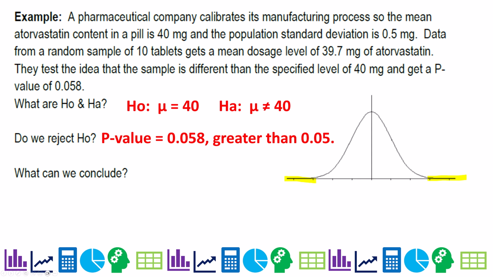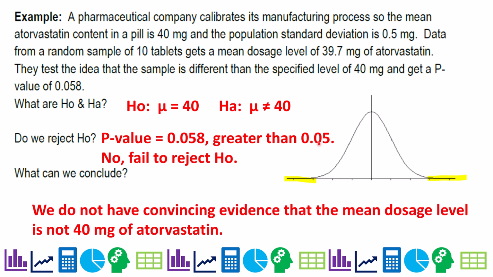Okay. Oh, by the way, the reason these two are shaded right here is because this represents mu is not 40. So too low or too high is included in the evidence. Well, when we include both, our p-value is 0.058, and that's greater than 0.05. So no, we fail to reject H naught. We do not have convincing evidence that the mean dosage level is not 40 milligrams of atorvastatin.